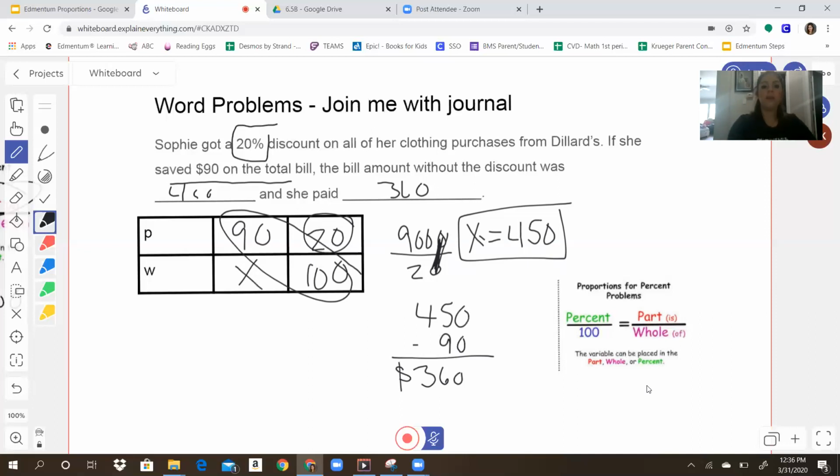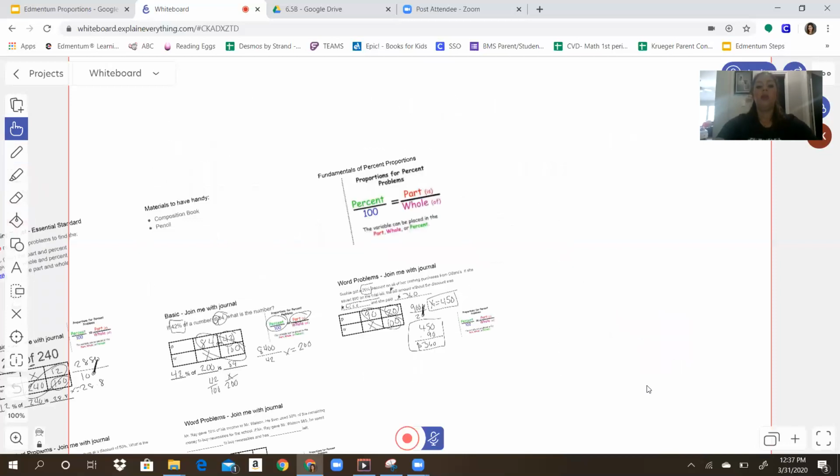If you want to know what the bill amount was without the discount, well, that was $450. You want to know what she actually paid? Well, you're going to have to subtract the discount from the total bill, which is what we did right here. And that's how much you get what she actually paid at the register. Okay, wow.